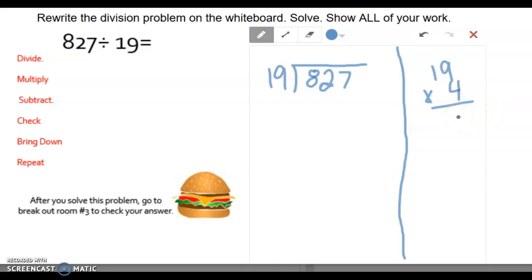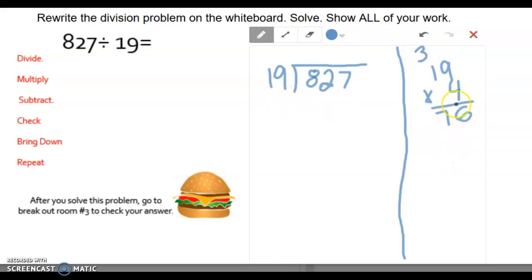Okay. So 9 times 4 is 36. Boys and girls, if you're not super fast with your facts right now, it's okay to use the multiplication chart. Okay. It's okay to use that for this activity. All right, let's carry on. 4 times 1 is 4, plus my 3 is 7.